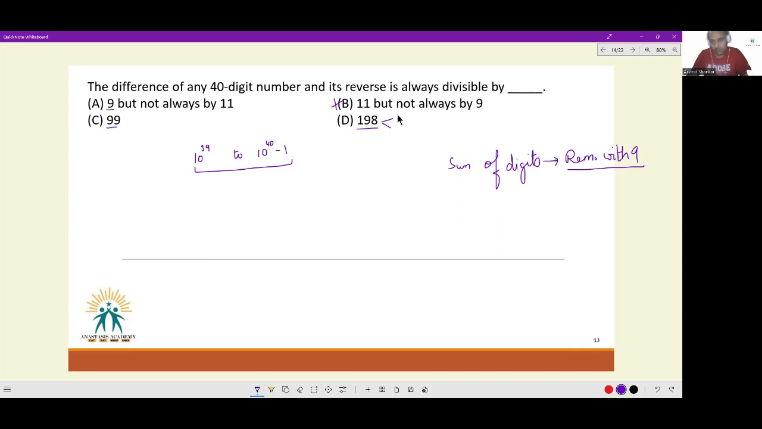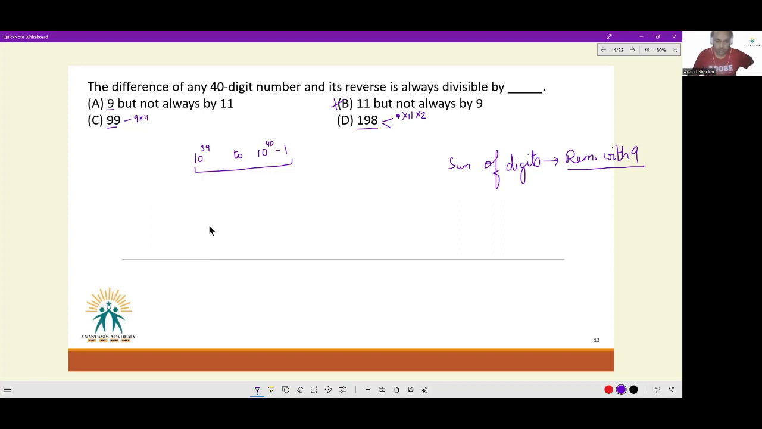This 198 is 9 into 11 into 2. And this 99 is of course 9 into 11. So we have to check whether the result being divisible by 11 is compulsory or not. Then we have to check whether the result being divisible by 2 is compulsory or not.